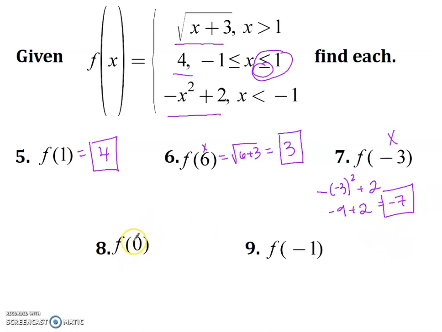Okay. Then f of 0, 0 falls between -1 and 1. So I'm going to use this equation here, which is just 4, no matter what x is. And same thing for this last one, f of -1. Okay, so you can see the -1 in both of these inequalities. You pick the one that includes it, which is again this middle function, which would just be 4.